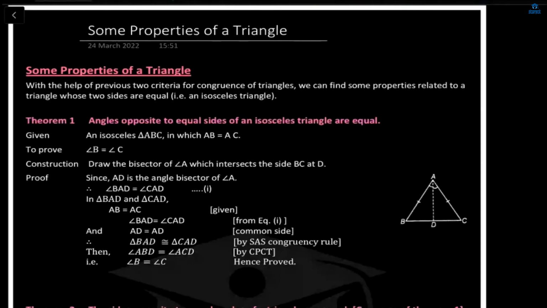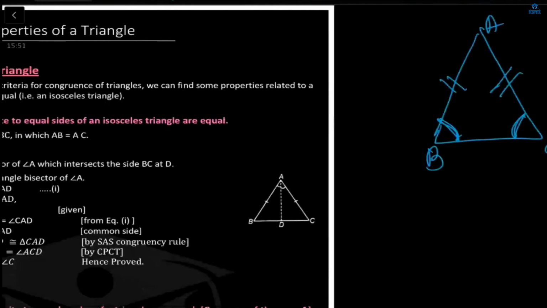So we are going to draw an angle bisector. Okay, we are going to draw an angle bisector of A, because if you draw an angle bisector, both the angles, the half part that we are getting in this first triangle. Okay, if this is a triangle.